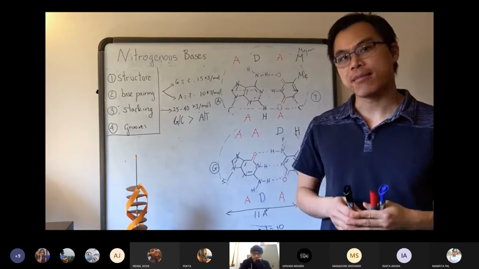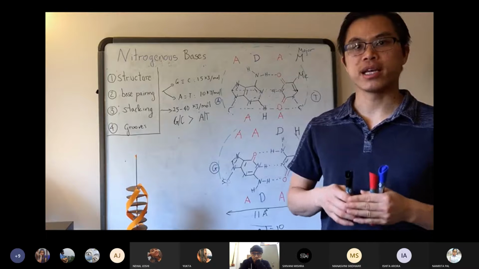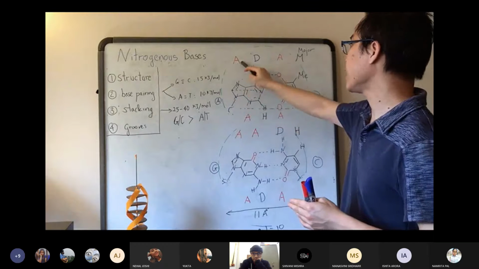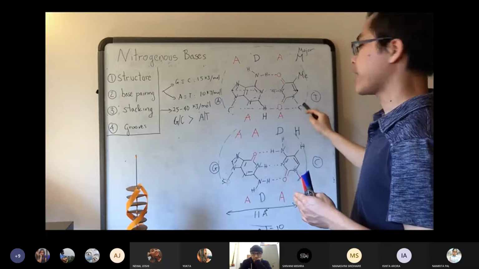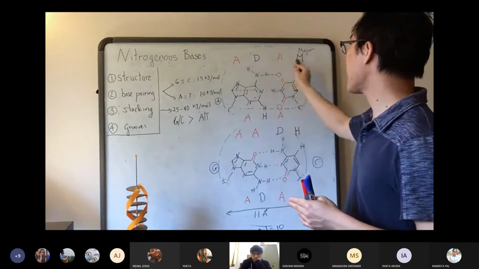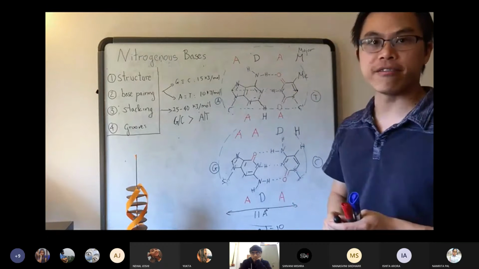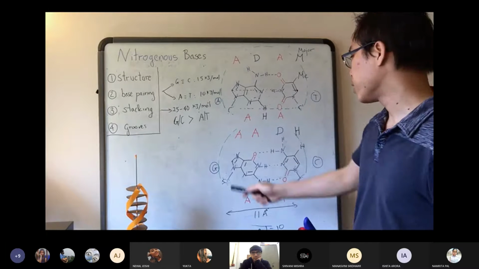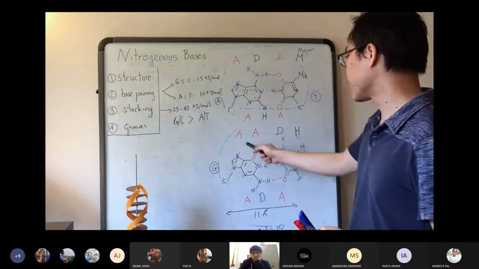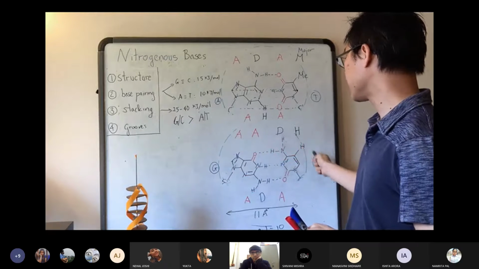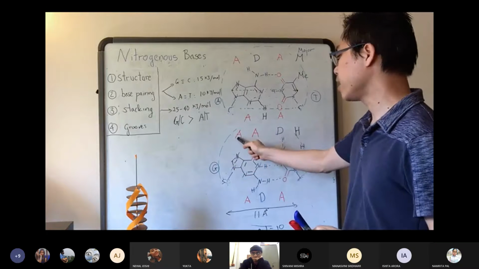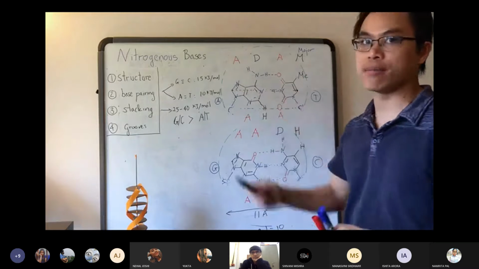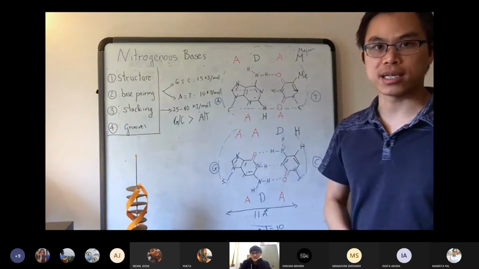Now, if you are an enzyme that recognizes DNA, you're going to read AT from the major groove as ADAM, and TA as MADA, which is different from, of course, AT. On the other hand, when you read GC, you're going to read it as AADH and CG as ADAA, which are different from each other and also different from the AT or TA pair. That's the major groove side.